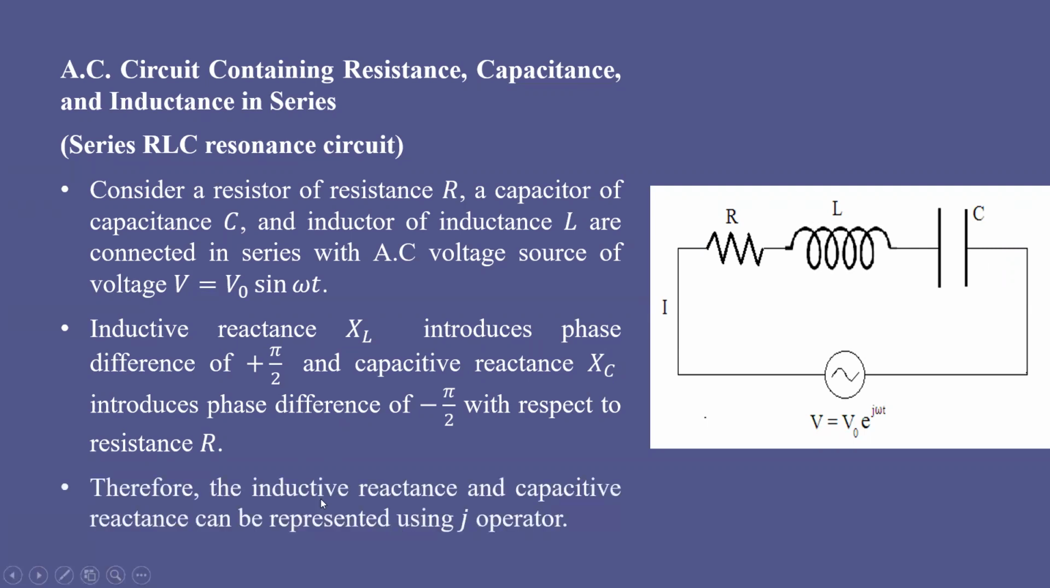Therefore, the inductive reactance and capacitive reactance can be represented using the j operator. So j represents the pi by 2 phase difference. Plus j means plus pi by 2 phase difference. Minus j means minus pi by 2 phase difference.